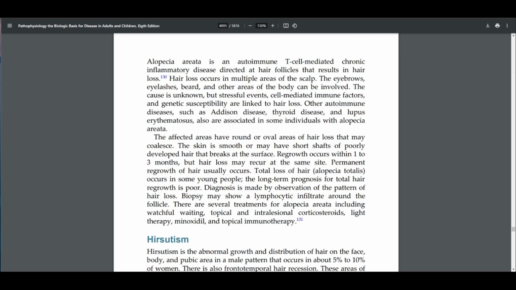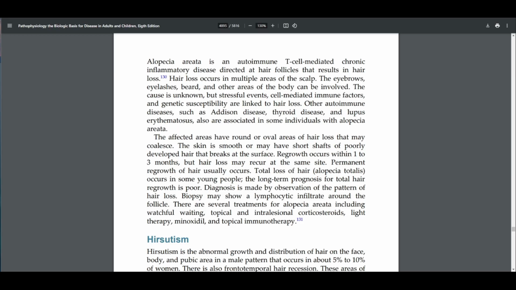Other autoimmune diseases such as Addison's disease, thyroid disease, and lupus erythematosus also are associated in some individuals with alopecia areata. The affected areas have round or oval areas of hair loss that may coalesce. The skin is smooth and may have short shafts of poorly developed hair that breaks at the surface. Regrowth occurs within 1 to 3 months, but hair loss may recur at the same site.